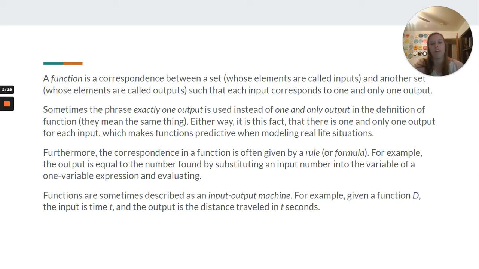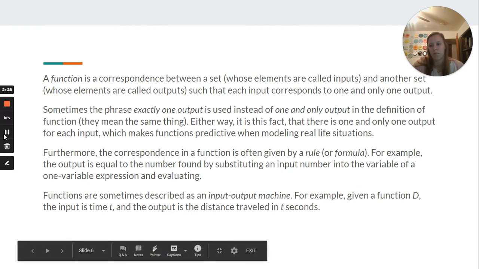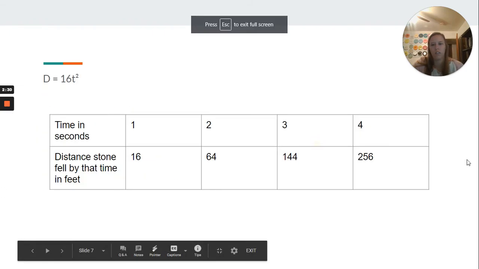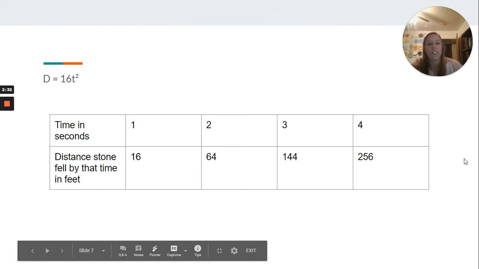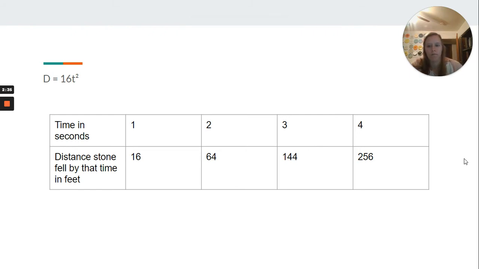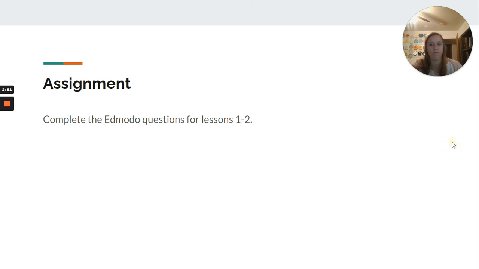For example, given a function d, the input is time t, and the output is the distance traveled in t seconds. So we're going to look here. All right, so our equation is d equals 16t squared. So what I want you to do is find d if the time is 7 seconds. So you're first going to square 7. 7 times 7 is 49. 49 times 16 is 784 feet. So the stone fell 784 feet in 7 seconds.